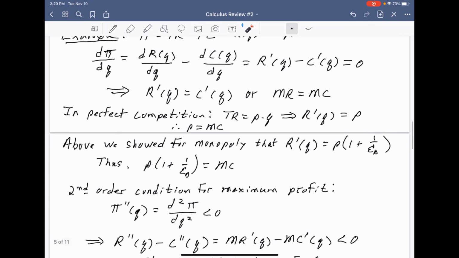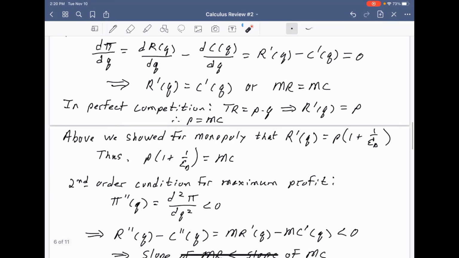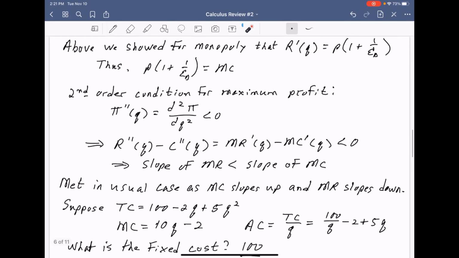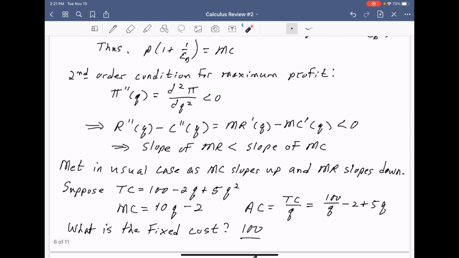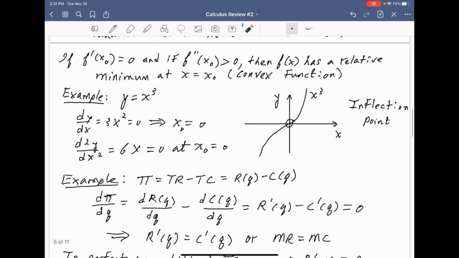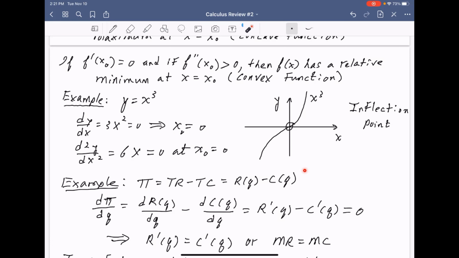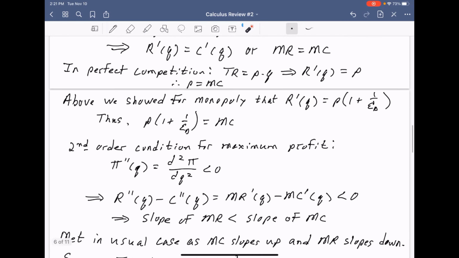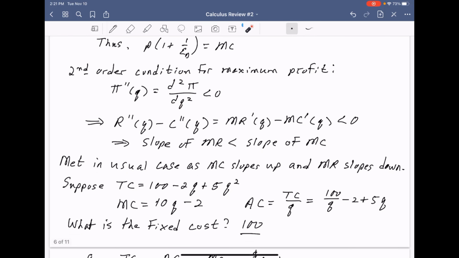So above we showed that for monopoly, R prime(Q) is P times (1 plus 1 over the elasticity of demand). Thus, for a monopolist, we have that P times (1 plus 1 over elasticity of demand) equals the marginal cost. And we're interested in the second order condition for a maximum profit. So we take the second derivative of the profit function. Here's the profit function again, and we're going to take the second derivative of it. For a maximum, it has to be less than 0.